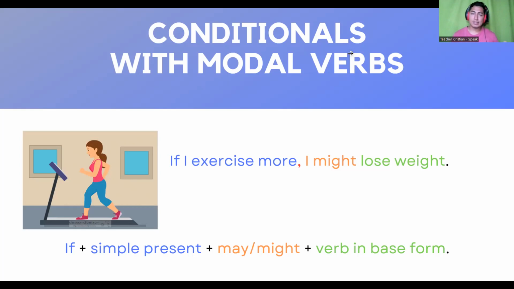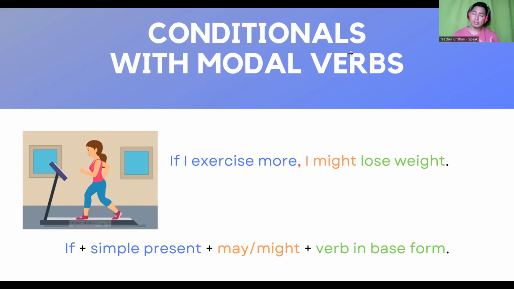And we divided this sentence into three parts. First, the if clause, okay? If plus simple present, which is something common in the first conditional. Then we have, instead of using will, we are using may or might. Remember that these modals express probability or possibility. Then we have a verb in base form and the complement, as you know. Okay, if I exercise more, I might lose weight. Okay, this is something possible and real.